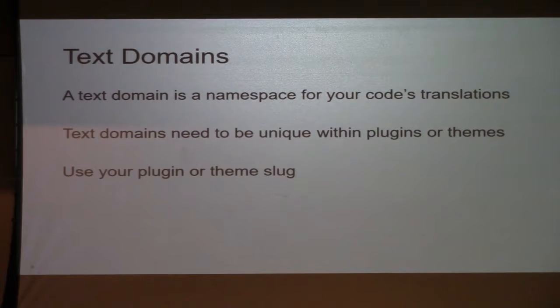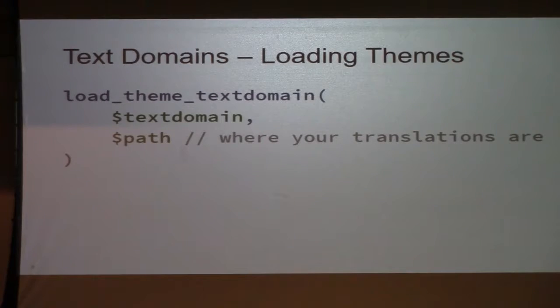And on WordPress.org now, that's actually a requirement if you want to use language packs, which I'll talk about later. So the first thing you need to do is load your text domain when your plugin or theme loads. If you're writing a theme, you need to use load_theme_textdomain. The first argument is the text domain. The second argument is the path to where your translations actually are located.